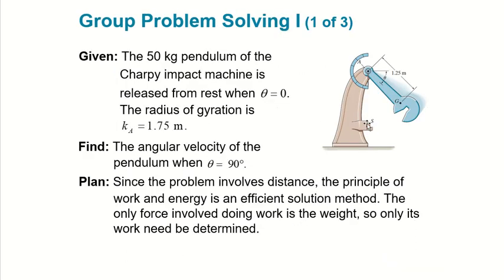Alright, we have a 50 kilogram pendulum. We call this a Charpy impact machine, okay. You will see it in most engineering departments for testing. We're going to release that from there all the way here. Again, here is your key point: from rest, so your angle is going to be 0. The radius of gyration, again 1.75 meter, is given to you. We have to find the angular velocity of your pendulum.